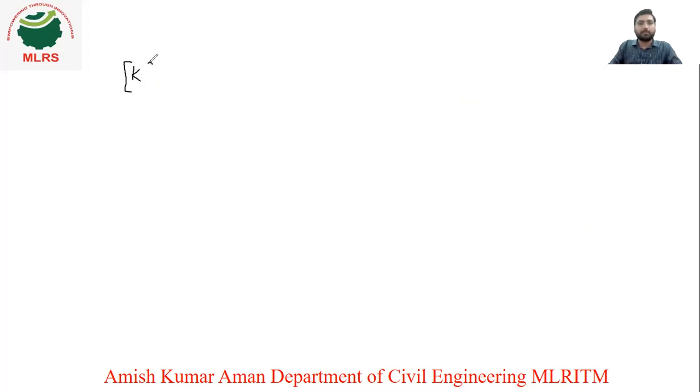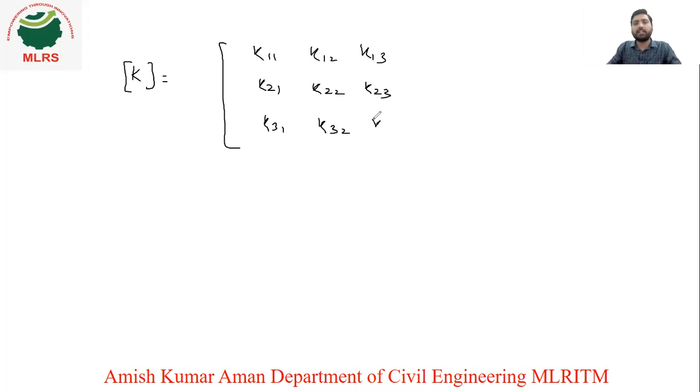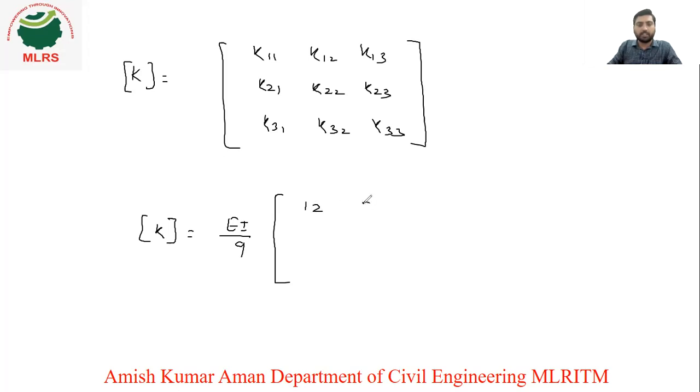So the stiffness matrix will be K11, K12, K13. This will be your K21, K22, K23. Here it will be K31, K32 and K33. Already we have calculated all these values. Now we will put these values in and form a matrix. So our stiffness matrix will be, if we take EI by 9 as constant outside, 12, 3, 0, 3, 24, 4, 0, 4, 8. So this is our stiffness matrix.